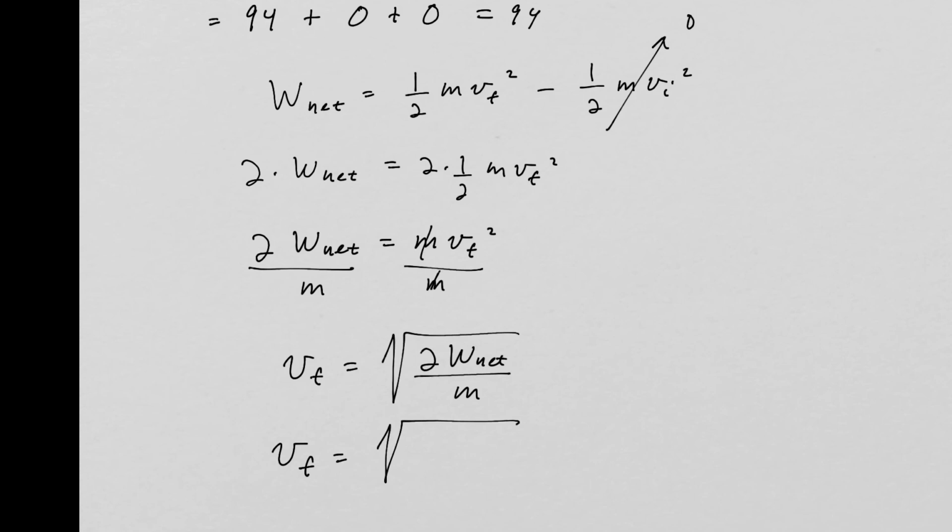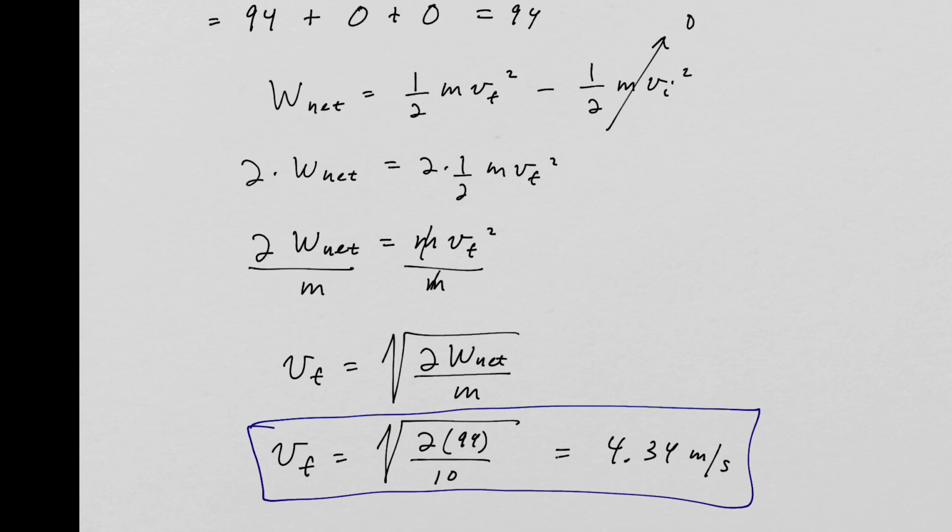So I'm going to plug in at the end here, so now I have 2 times 94 divided by 10, and then take the square root of that. And if you do that, you're going to get 18.8. No, sorry, that's v final squared. You're going to get 4.34 meters per second. So that's going to be the final velocity. And again, how did we get that? We got it from the work energy theorem, the fact that the net work done has to equal the change in kinetic energy.